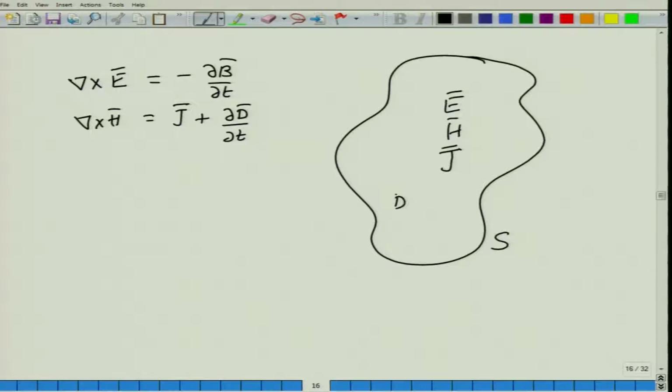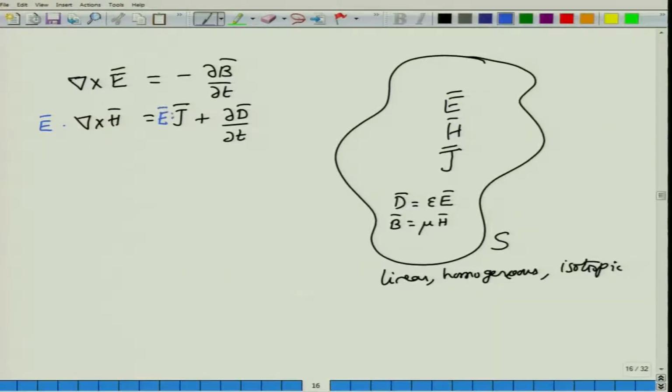Further, I will consider a material medium such that D is equal to epsilon E and B is equal to mu times H, where epsilon is the permittivity and mu is the permeability. I am assuming that the medium is linear, homogeneous and isotropic. So, we have del cross E and del cross H. What we do is an interesting thing. We take the electric field quantity E and dot on both sides to this del cross H equation.